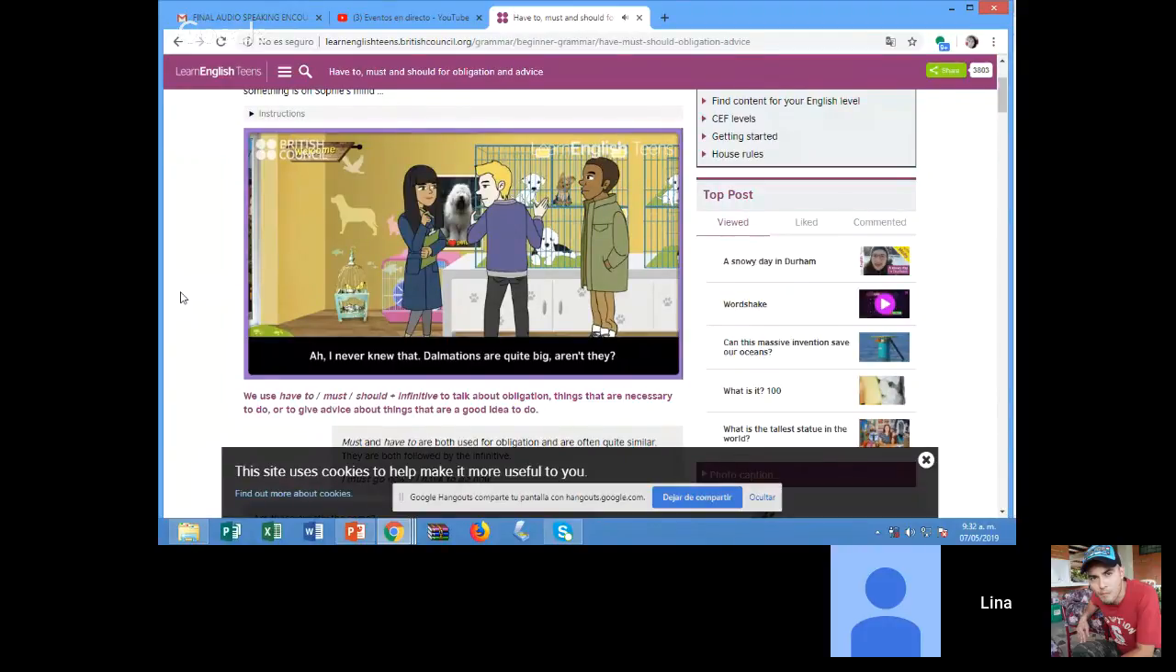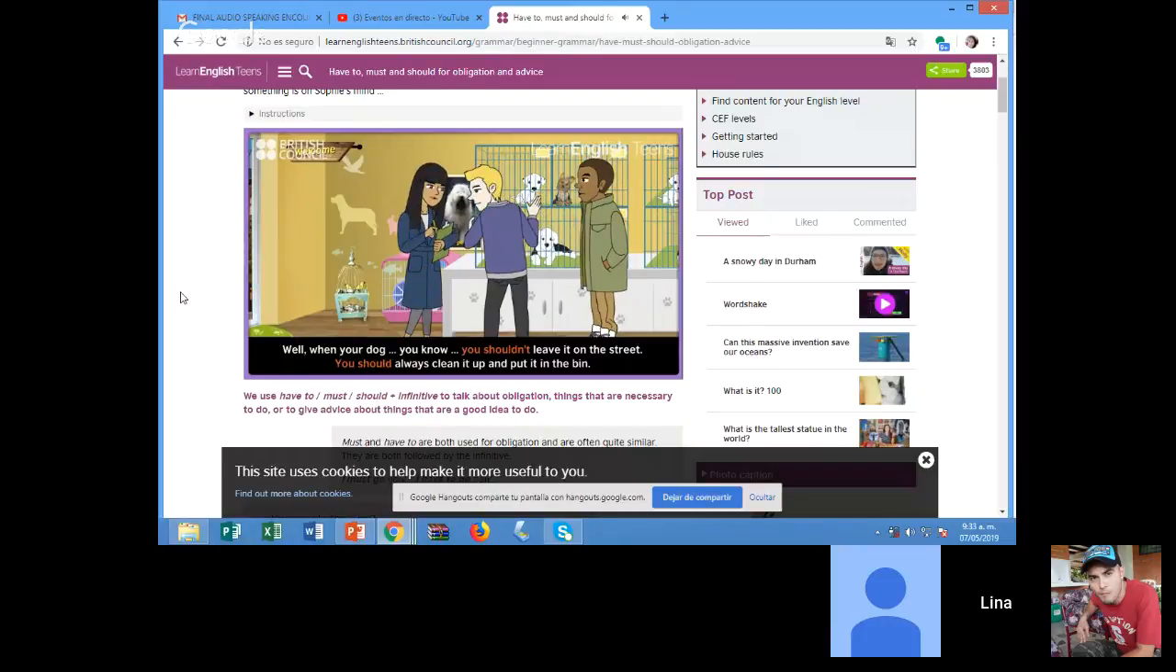Dalmatians are quite big, aren't they? Yes, they are. You should really have a garden. Well, we've got one. And you have to take them out for a walk twice a day. Well, you don't have to go twice, but you must go at least once, every day. Rain, snow, sun, every day. And you mustn't forget to take 2 or 3 small plastic bags when you go out. Plastic bags? Well, when your dog, you shouldn't leave it on the street. You should always clean it up and put it in the bin.